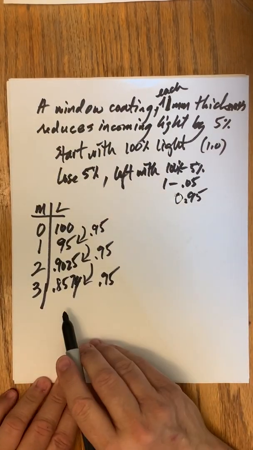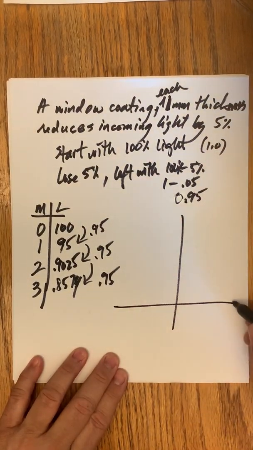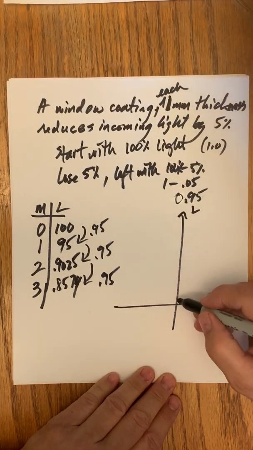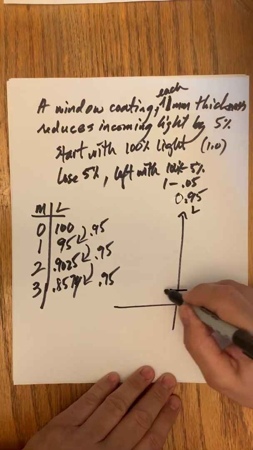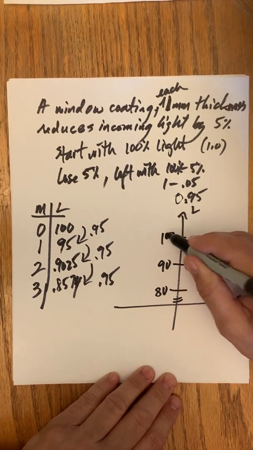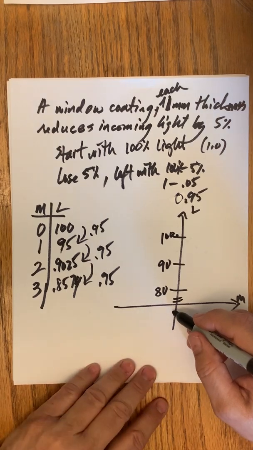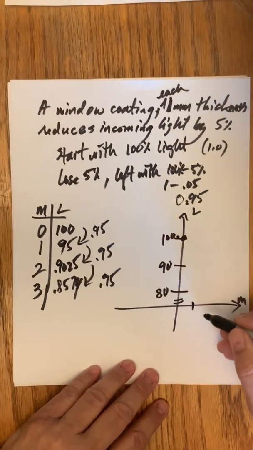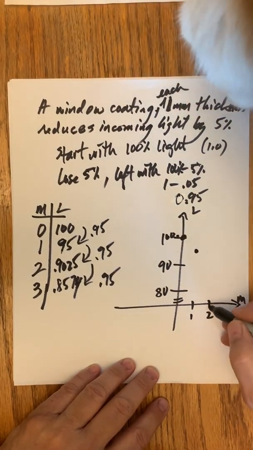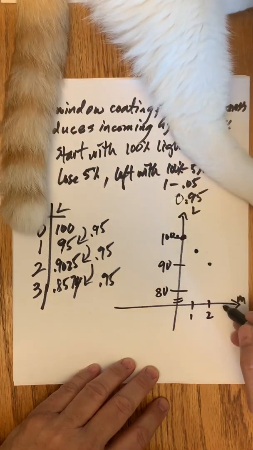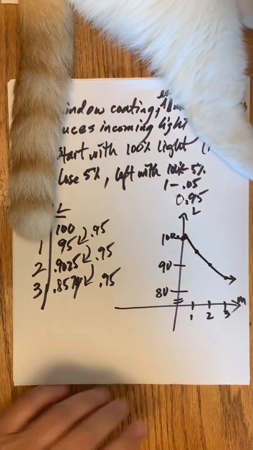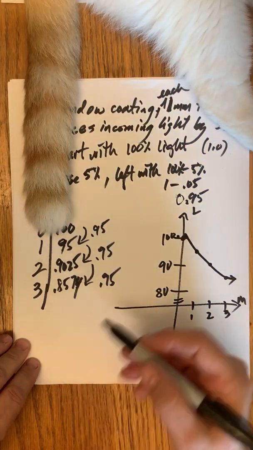So you can see it's going down, and if you were going to graph this, let's say in millimeters, and light as a percent, I'd probably do the double hash mark and start maybe at 80, 90, 100, right? So if there's nothing on the window, you get 100% light. And if there's 1 millimeter on there, you get about 95%. If there's 2, you get a little over 90. And if there's 3, you get about 85 something. So you can see it coming down, right? Coming down.